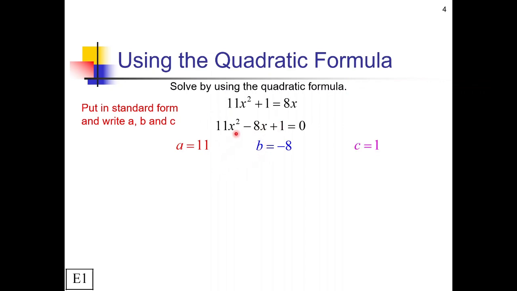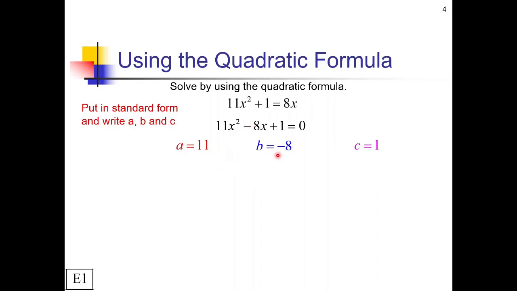And this one, it was kind of straightforward what a, b, and c are, but sometimes it's a little trickier. If you were missing, for example, this x term in the middle, then you would have a b value of 0. If you were missing a constant, then you would have a c value of 0. So you just got to kind of be on the lookout for those weird cases.